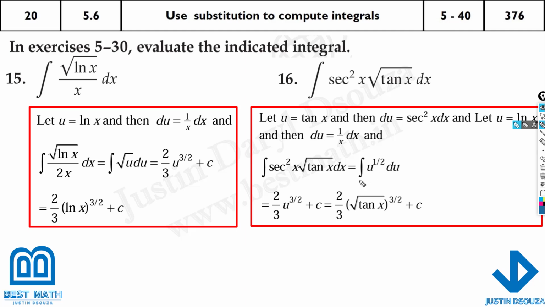Again, apologies for this. Here, there is no square root. The square root is the error. This should not be there. It is only tan x to the power 3 by 2, because we have already simplified using the square root. So this is now correct. Over here, u is tan x. The square root was the mistake over there.